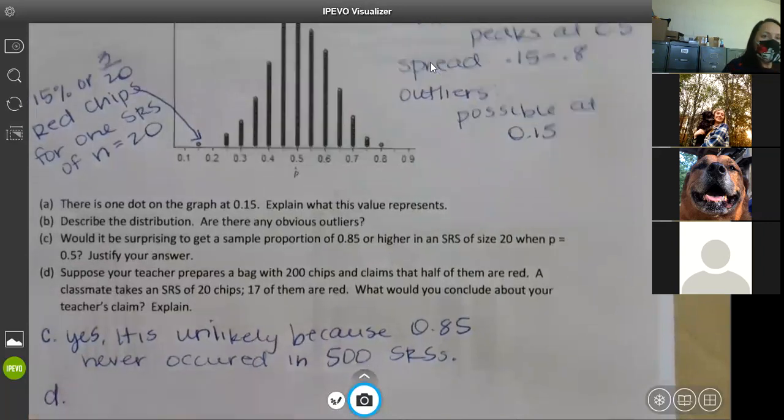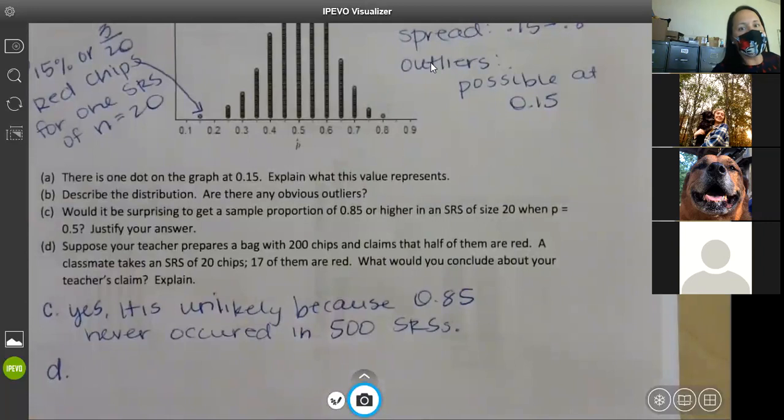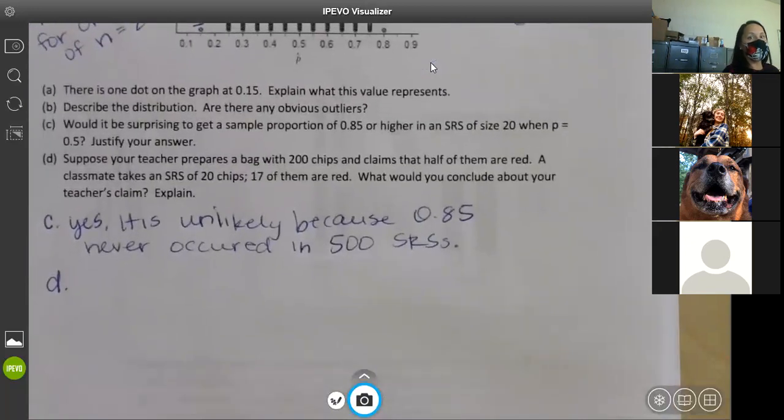And then part D. Suppose your teacher prepares a bag with 200 chips and claims that half of them are red. A classmate takes an SRS of 20 chips. 17 of them are red. What would you conclude about your teacher's claim? Was it more normal? So if 17 are red, what percentage did they get?